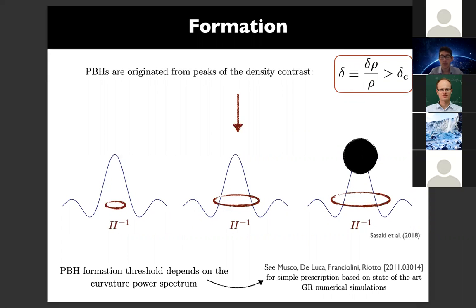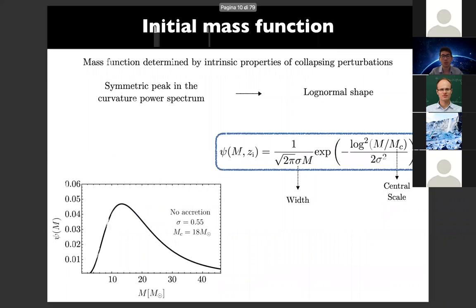And we also provided recently a very simple prescription based on this simulation to compute the threshold from a given shape of the power spectrum. Now, the power spectrum is also crucial because it determines the initial mass function for the primordial black holes. A very common and useful parameterization of this mass function is provided by the log-normal shape, which usually arises in scenarios in which the power spectrum has a symmetric peak. And it is described by two main parameters, its central mass scale, mc, and its width, sigma.